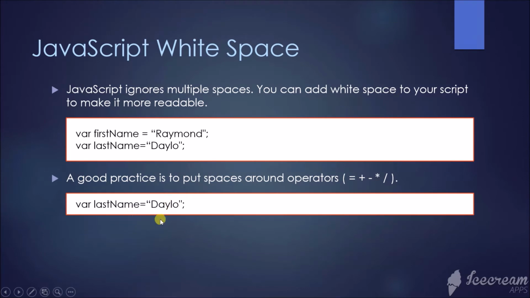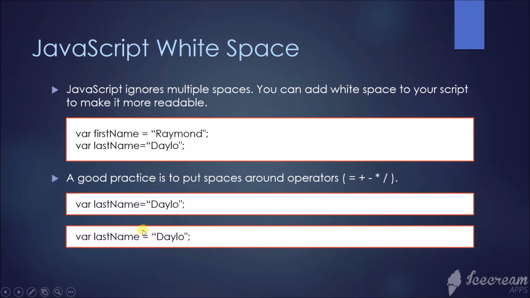Okay, so we have a sample code here that I took. We can see that the equal sign, the operator part, is stuck to the variable name and the value. So instead of doing this one, it is better to do this. We put spaces around the operators. Okay, so it looks more readable.